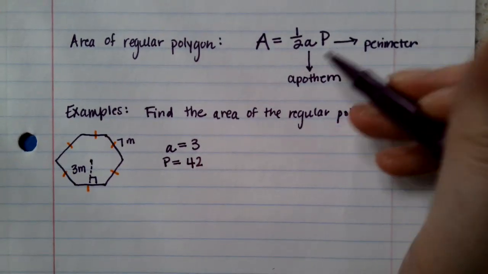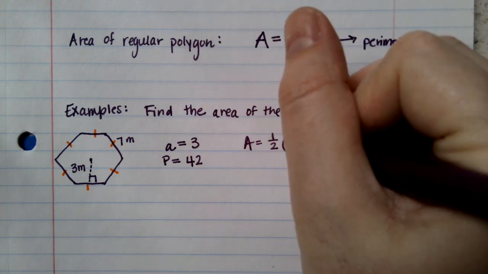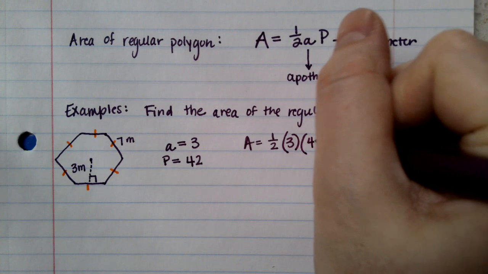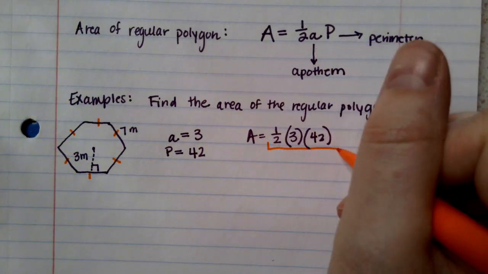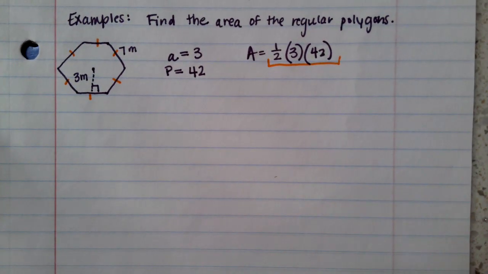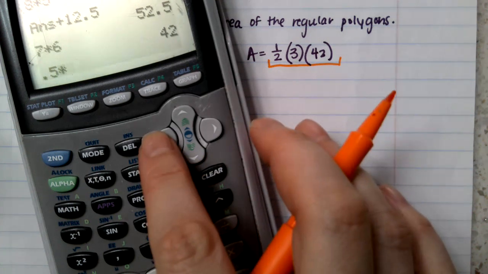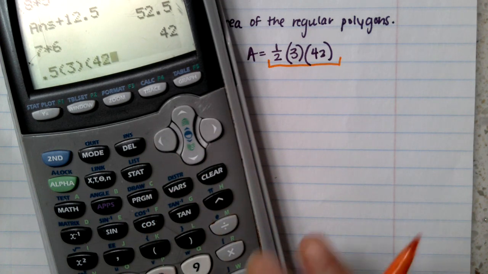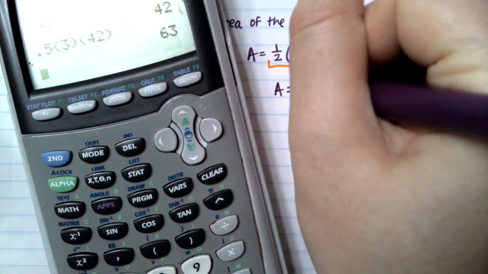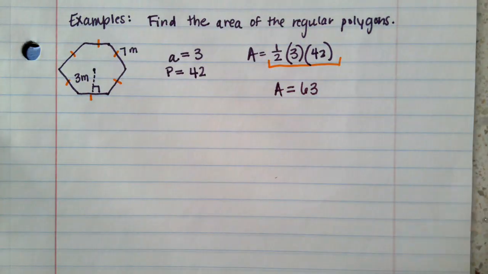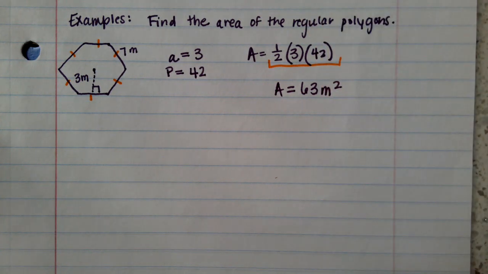Now to find my area, it's just 1/2 a times p. So 1/2 a is 3 times p, which is 42. And you can type this into your calculator as it is. Feel free to change 1/2 to 0.5. I find that easier. And we get 63. So my area is 63. And make sure that area is in units, so meters squared.